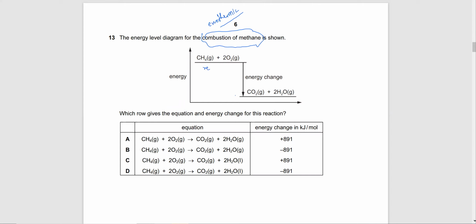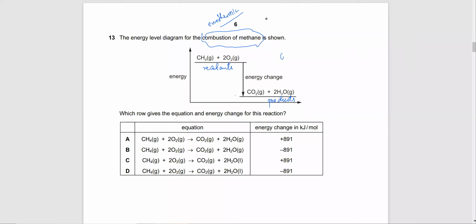the reactants have more energy and the products have less energy. This means they must have lost energy. Which row gives the equation and energy changes for this reaction?